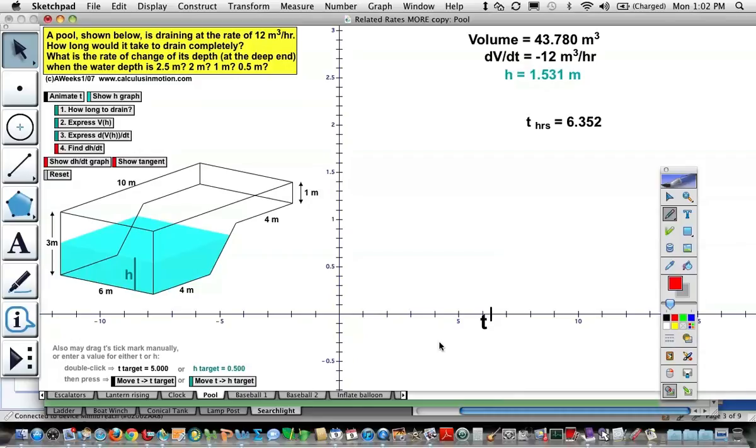Okay? Now, it goes faster and faster, doesn't it, as it gets down here because of the slanted part. When it was up here, it was dropping at a constant rate. Right? But once it gets down into here, it starts dropping faster and faster and faster. So that rate is changing. And so we're going to find it at a certain instant, like when the water is 2.5 meters deep. That'd be when H is 2.5. We'll find H prime.